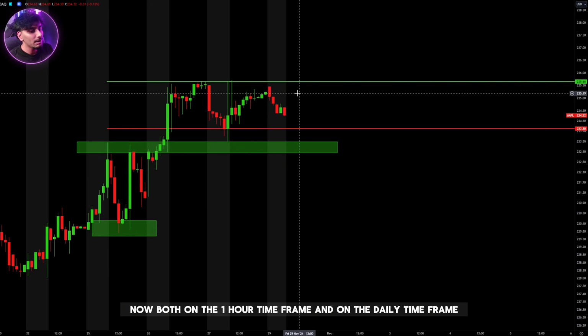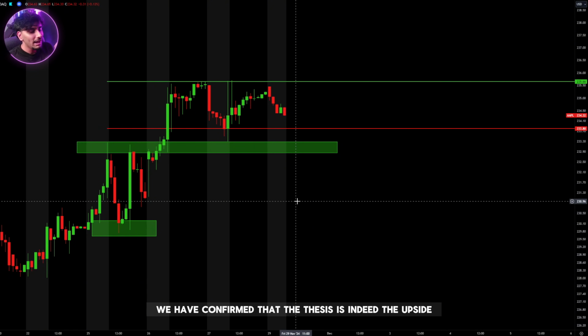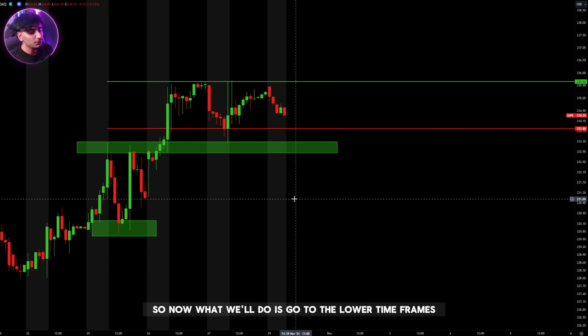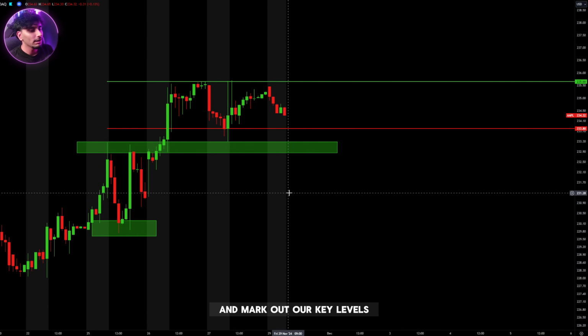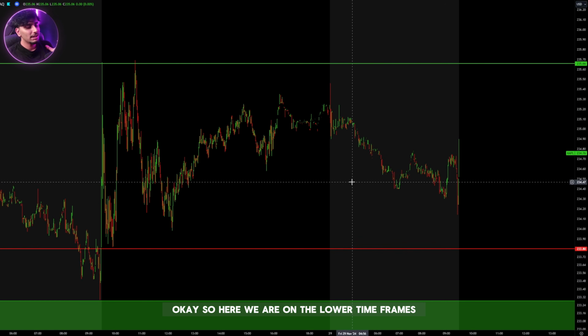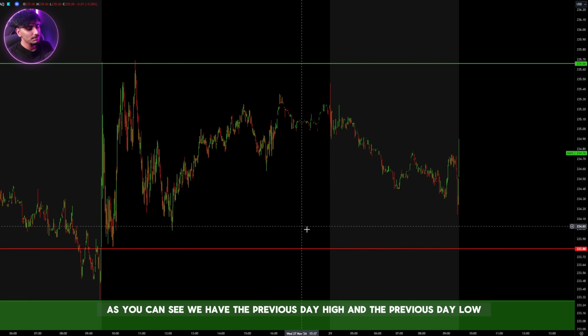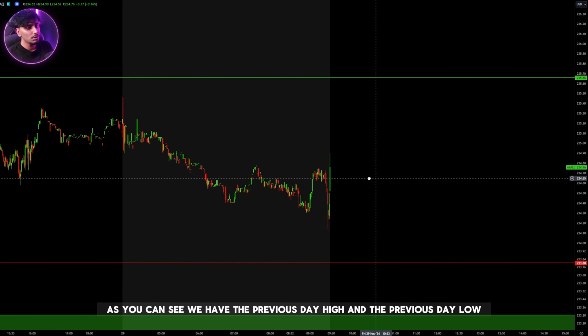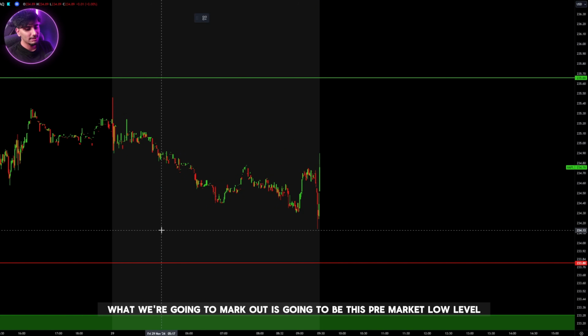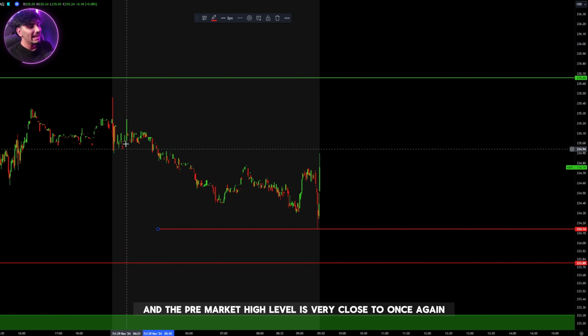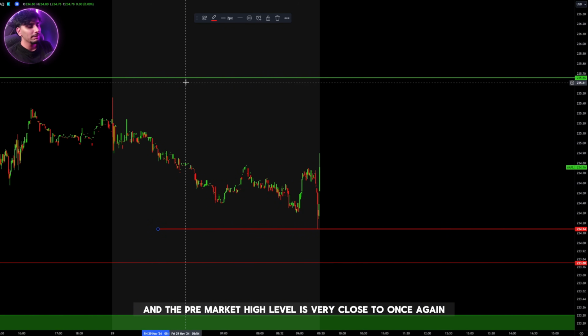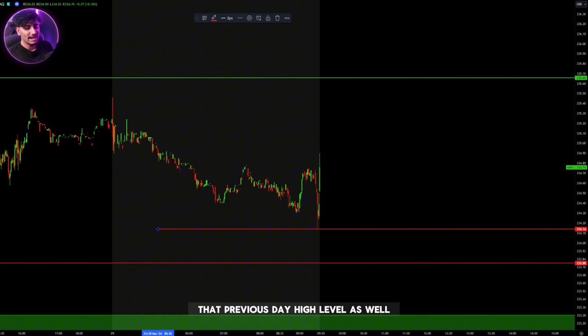Now, both on the 1-hour time frame and on the daily time frame, we have confirmed that the thesis is indeed to the upside. So now what we'll do is go to the lower time frames and mark out our key levels. Okay, so here we are on the lower time frames. As you can see, we have the previous day high and the previous day low. Now what we're going to mark out is this pre-market low level right down here, and the pre-market high level is very close to, once again, that previous day high level as well.